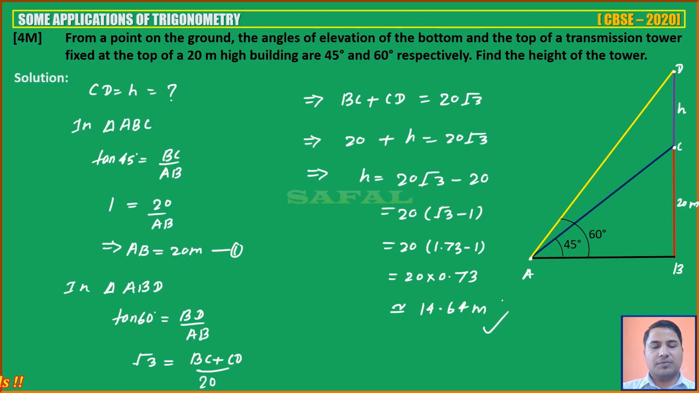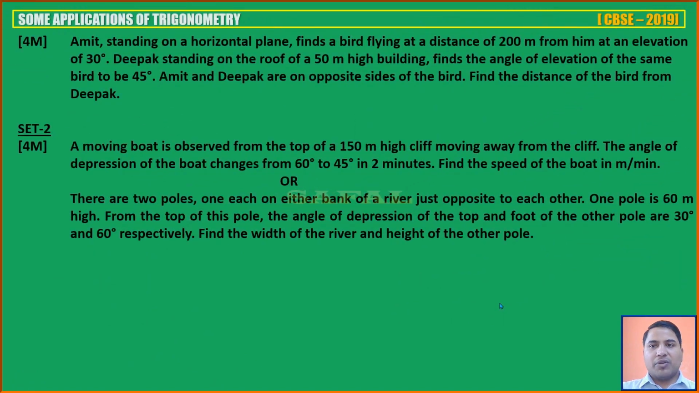14.64 meter. So now moving ahead to the year 2019. In 2019 they asked a 4-mark question, again in set 1. In set 2 they gave 2 questions, and here internal choice was also given. So let us see all these 3 problems.